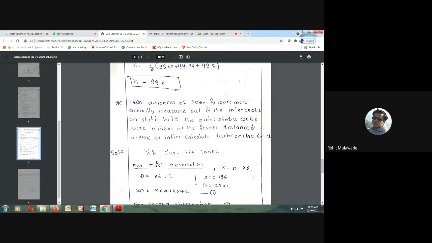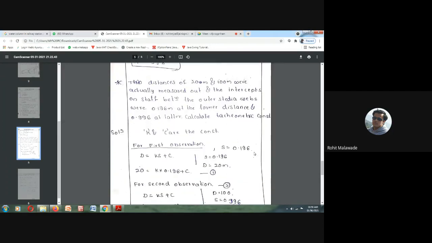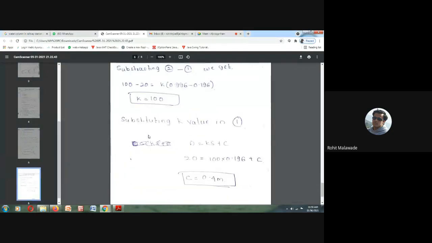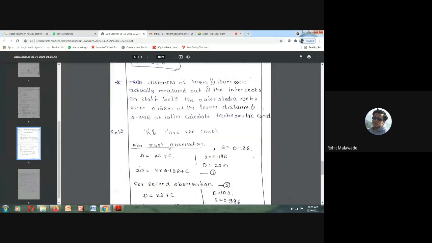Now again, what is happening over here? Calculate the tachometric constants. We want to find out K and C. The tachometric constants are nothing but K and C. As I have told, what is S? They have held one staff over here and taken a distance of 20 meter, and from that 20 meter distance these are the observations.